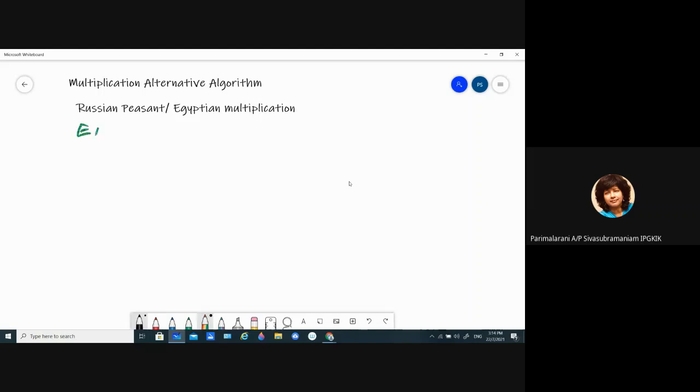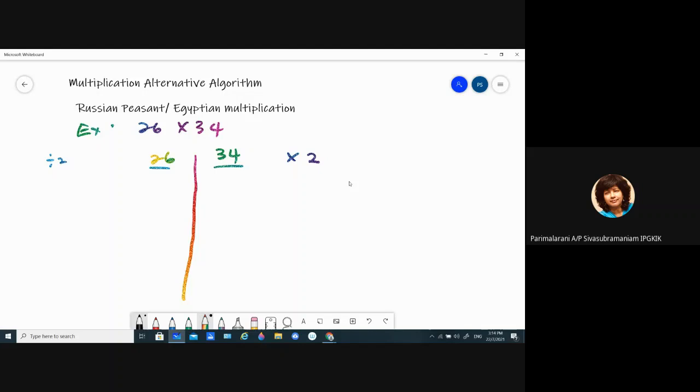So example 1, 4, 26 times 34, okay? So how do we do this method? First, we draw a line in the center here. And then we put one number on the left-hand side, 26, and 34 on the right-hand side. On the left-hand side, we divide by 2 until we reach 1, ignoring all the remainders. On the right-hand side, we double it, times by 2.